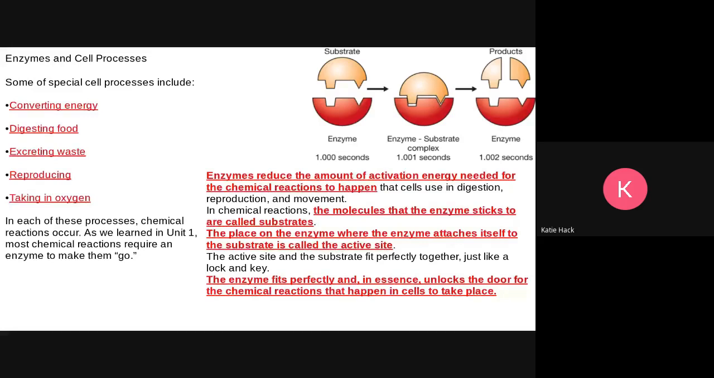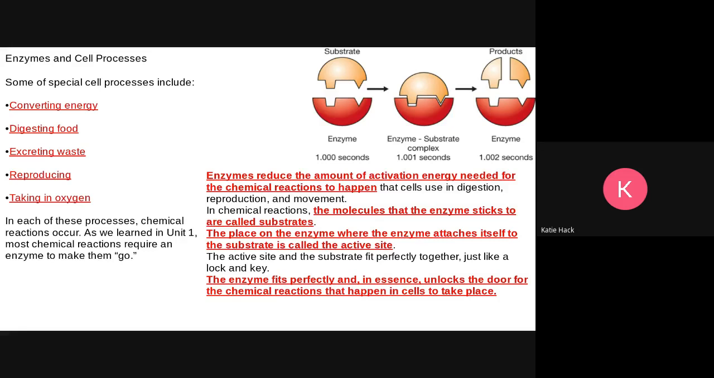They are going to reduce the amount of activation energy needed for that chemical reaction to happen. Now, let's just say in digestion, you eat a piece of food, and the thing that causes the body to break that food down without using a tremendous amount of energy is going to be an enzyme. The molecules that enzymes stick to are going to be called the substrate.